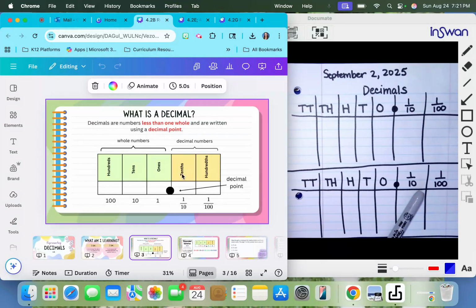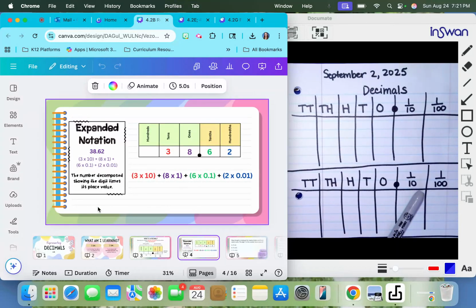We have the tenths place is the first place to the right, and then the next place, 2 places to the right of the decimal, is the hundredths place. We can see our values here at the bottom. We can see that the tenths place has a value of 1/10, and our hundredths place has a value of 1/100.